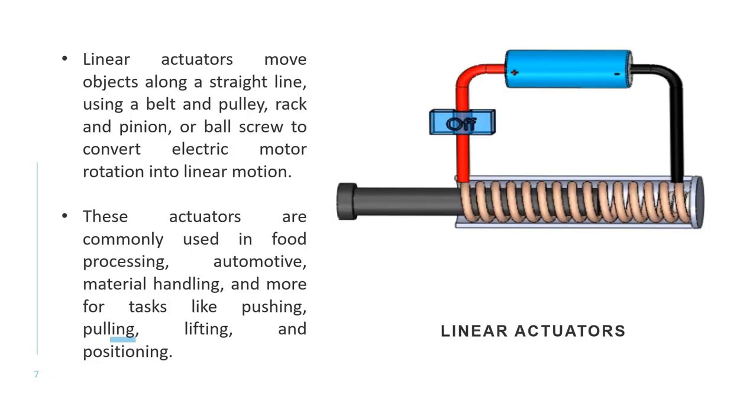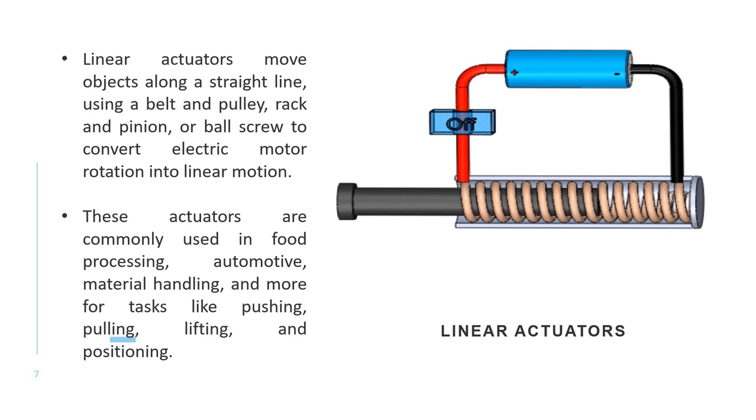So this is what a linear actuator is. As I told you, it has two types of movements. One is linear and the other is rotary, where linear is in a straight line and rotary is in a circular motion. So linear actuation, as the picture represents here, is done by linear actuators which move objects along a straight line using a belt and pulley, rack and pinion, or ball screw to convert the electric motor's rotation into linear motion.